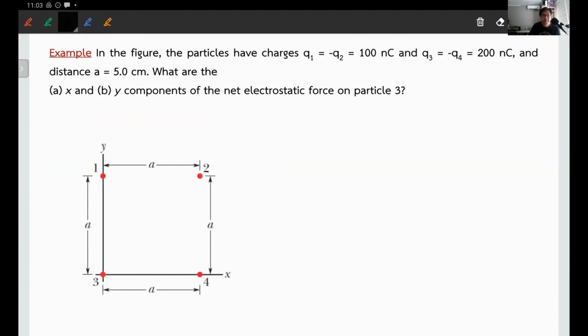Here we go. All right, things are getting more complicated, but it's still within the same sort of concepts. In the figure, the particles have charges Q1 and minus Q2 given to be 100 nanocoulomb. Q3 and Q4 are 200 nanocoulomb with the opposite sign. Okay. At a distance x fixed at 5 centimeters, they want the x and y components of the net electrostatic force on particle number 3. Okay, so they're focusing on this one here. What's going on with the charge number 3? That's what they want.